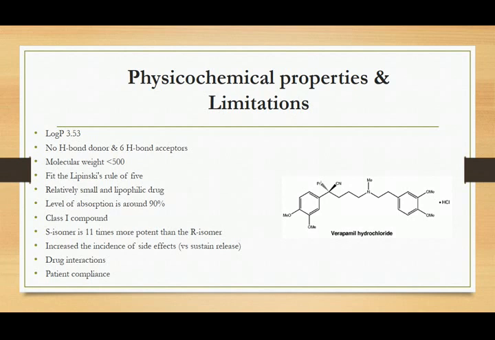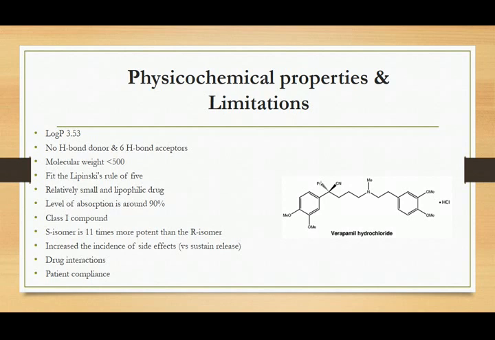Verapamil is classified as a class 1 compound, having both high solubility and permeability, according to the biopharmaceutics classification system. This means the absorption of verapamil is likely to be independent of drug dissolution. For class 1 drugs, the absorption rate of the compound tends to be higher than elimination rate due to its high solubility and permeability. Thus, class 1 compounds are especially suitable for the development of immediate release dosage forms.